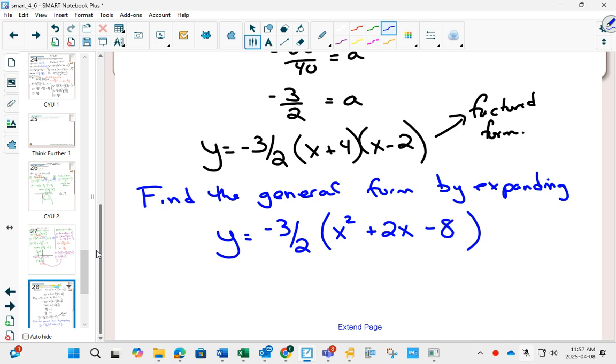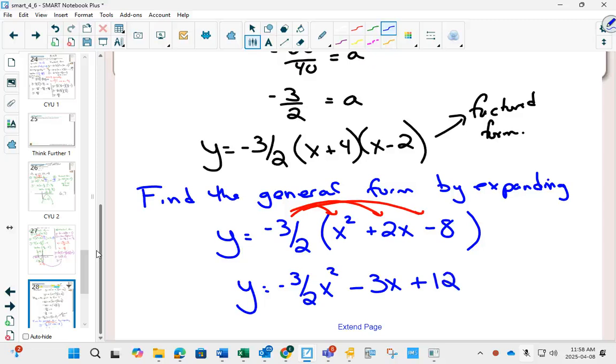And I would say by now, when you FOIL something out, can you do the outside and inside all in one step without writing them out separately? I think it's probably pretty easy by now. Then the last thing we have to do is distribute this. That'll give me -3/2 x squared. And -3/2 times 2, the 2's will cancel out. That'll just be -3x. Negative times a negative will be positive. 3 times 8 is 24 over 2, which will just be 12.